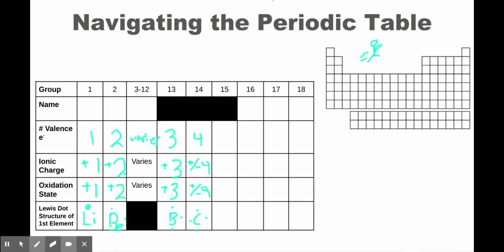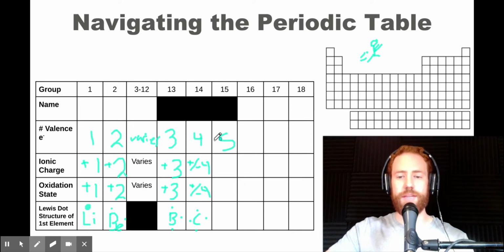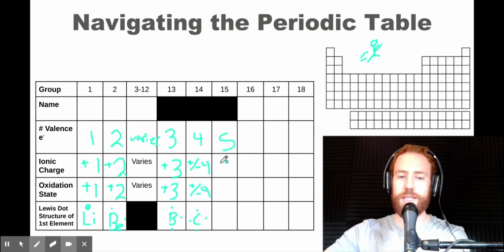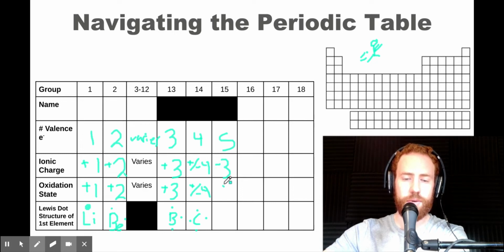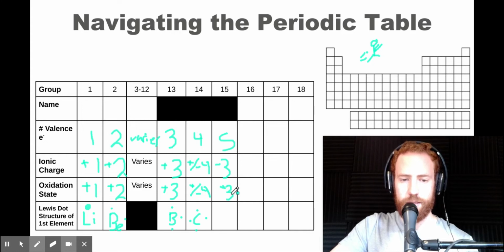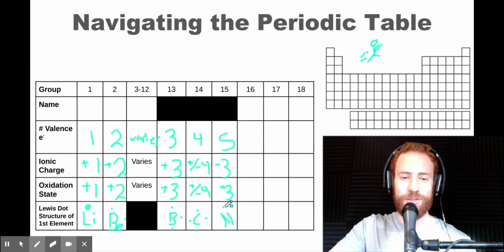Let's go to column 15, group number 15. This is the nitrogen column. So it starts with nitrogen at the top. Everything here has 5 valence electrons. And if it has 5 valence electrons, that means that now it's easier to gain electrons, to gain 3 rather than lose 5. And in that case, it would form a -3 charge, which means it would form a -3 oxidation state. And that means that the Lewis dot structure of nitrogen with 5 valence electrons would look like that.